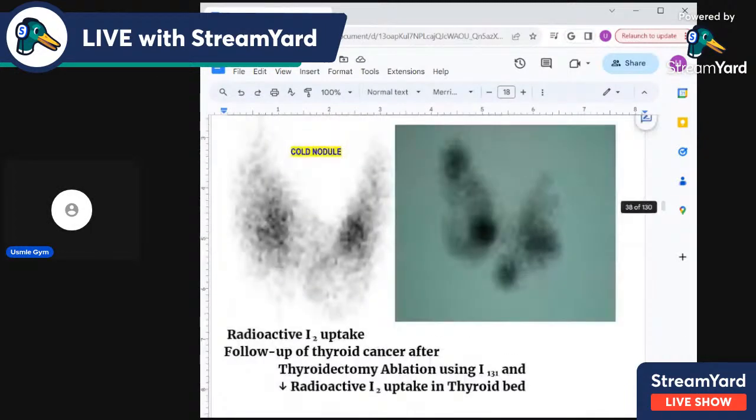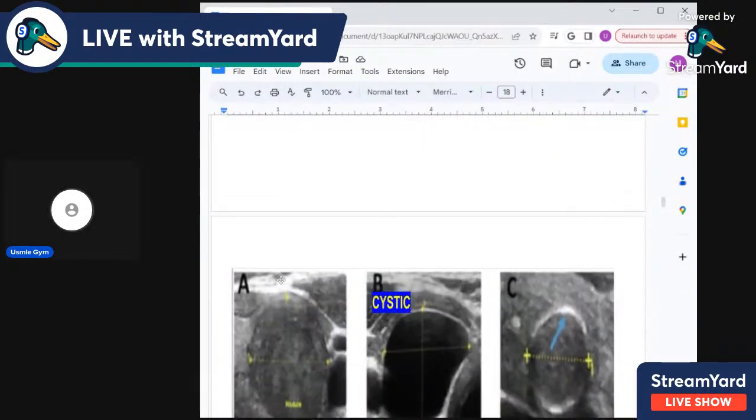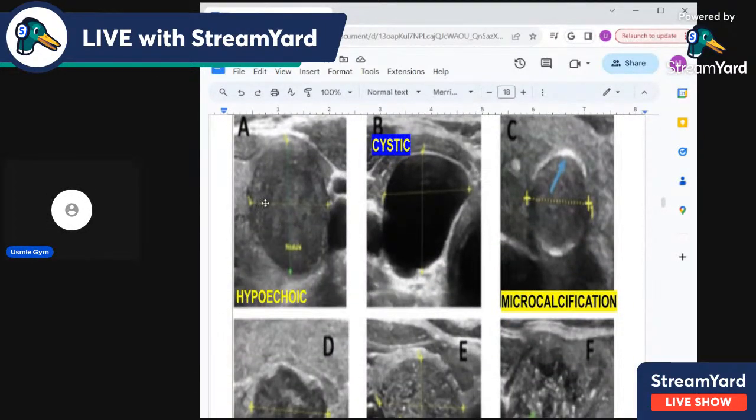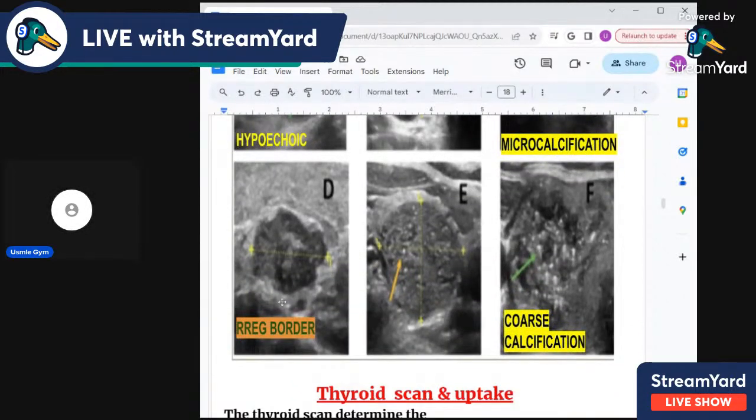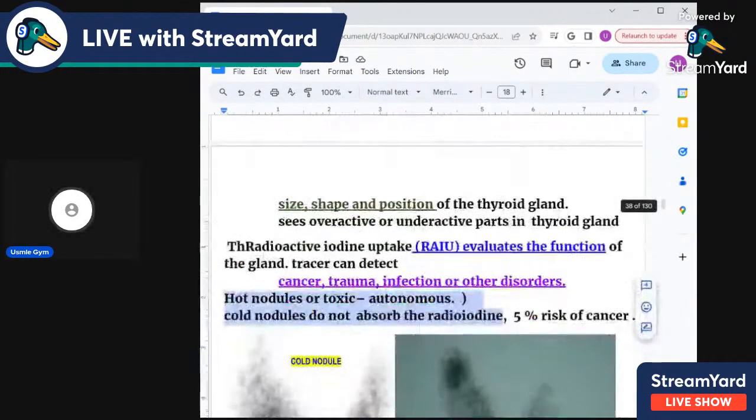So let's repeat it here. I repeat the whole thing. So this is the ultrasound, hypoechogenic nodule. This is jet black cystic. This is microcalcification here, and this one is irregular border. These are the features seen on ultrasound. Very effective. And these are the coarse calcification.